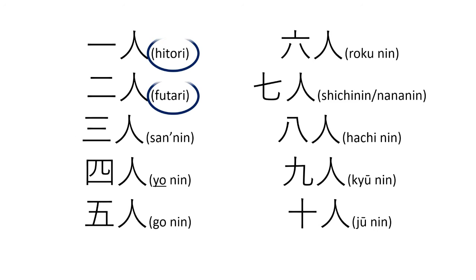Okay? So as you can see, the most peculiar of the 10 are the first ones, hitori and futari. And then for yonin, we do not say yon, we say yo, yonin. So remember, hitori, futari, and yonin.